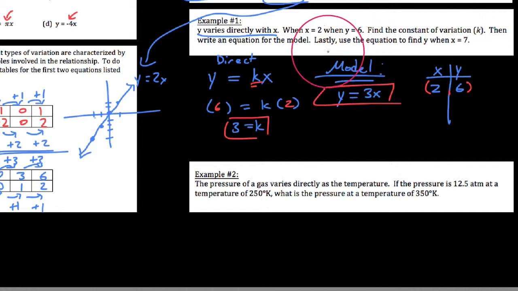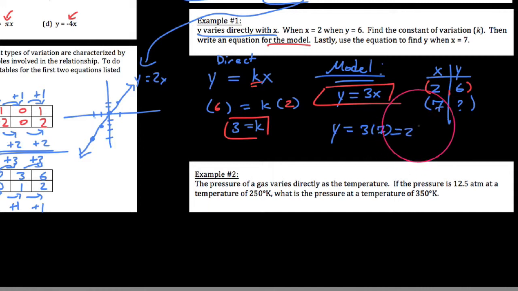Now that we've written the model, we want to use that equation to find y when x equals 7. So, when x equals 7, what is our y value? Well, y would be 3 times 7, which is 21, if these are varying directly. So on example number 2, we're going to do this with a word problem. I'm going to take you through how you might do this, but it says the pressure of a gas varies directly as the temperature, or with the temperature.